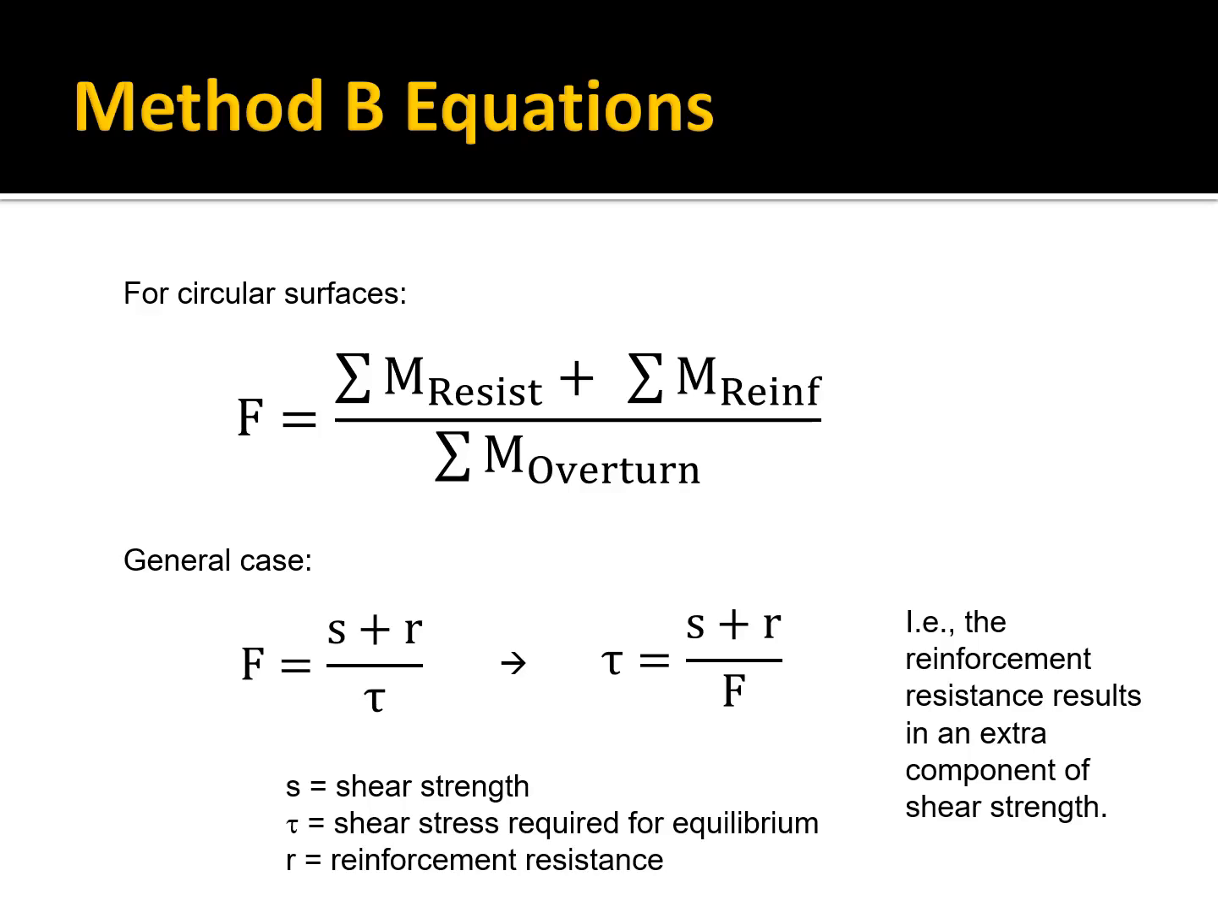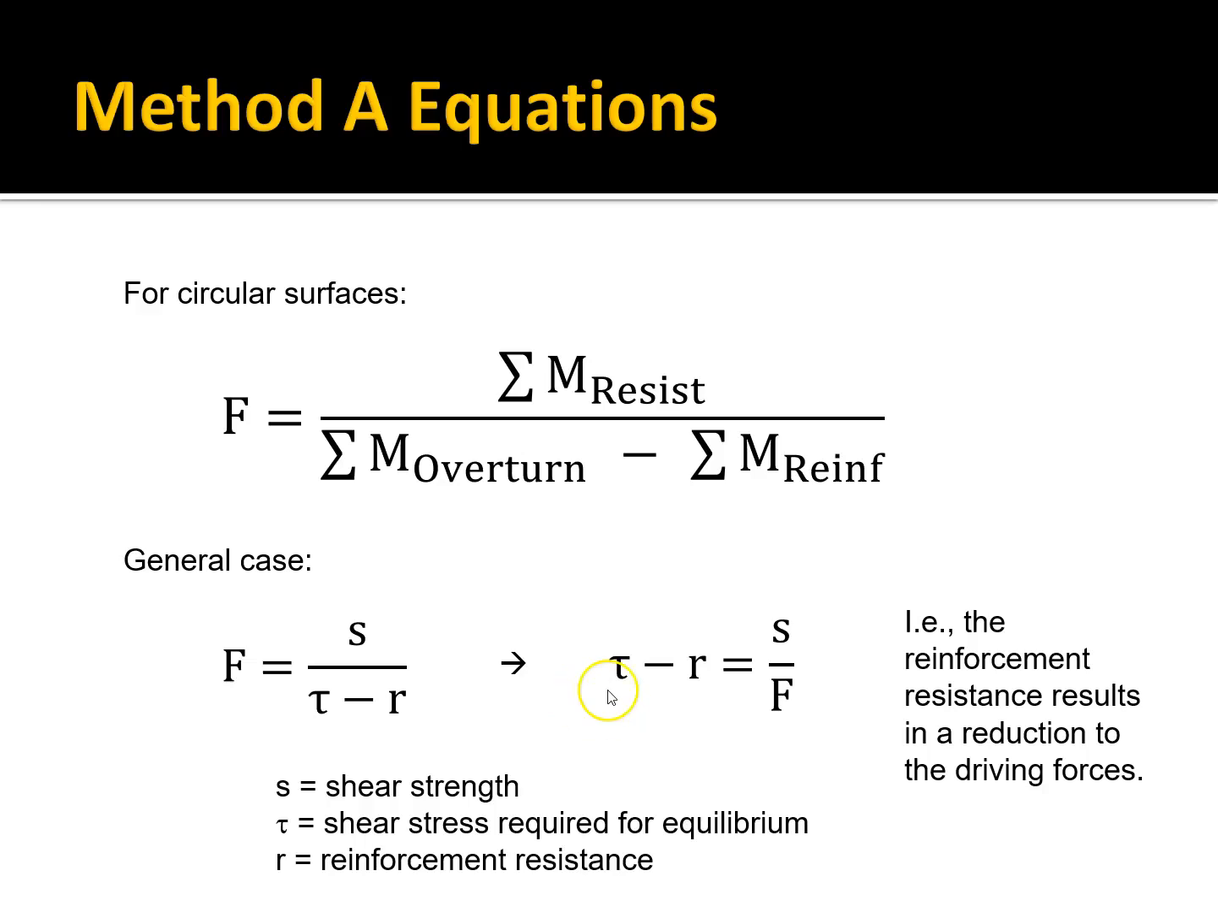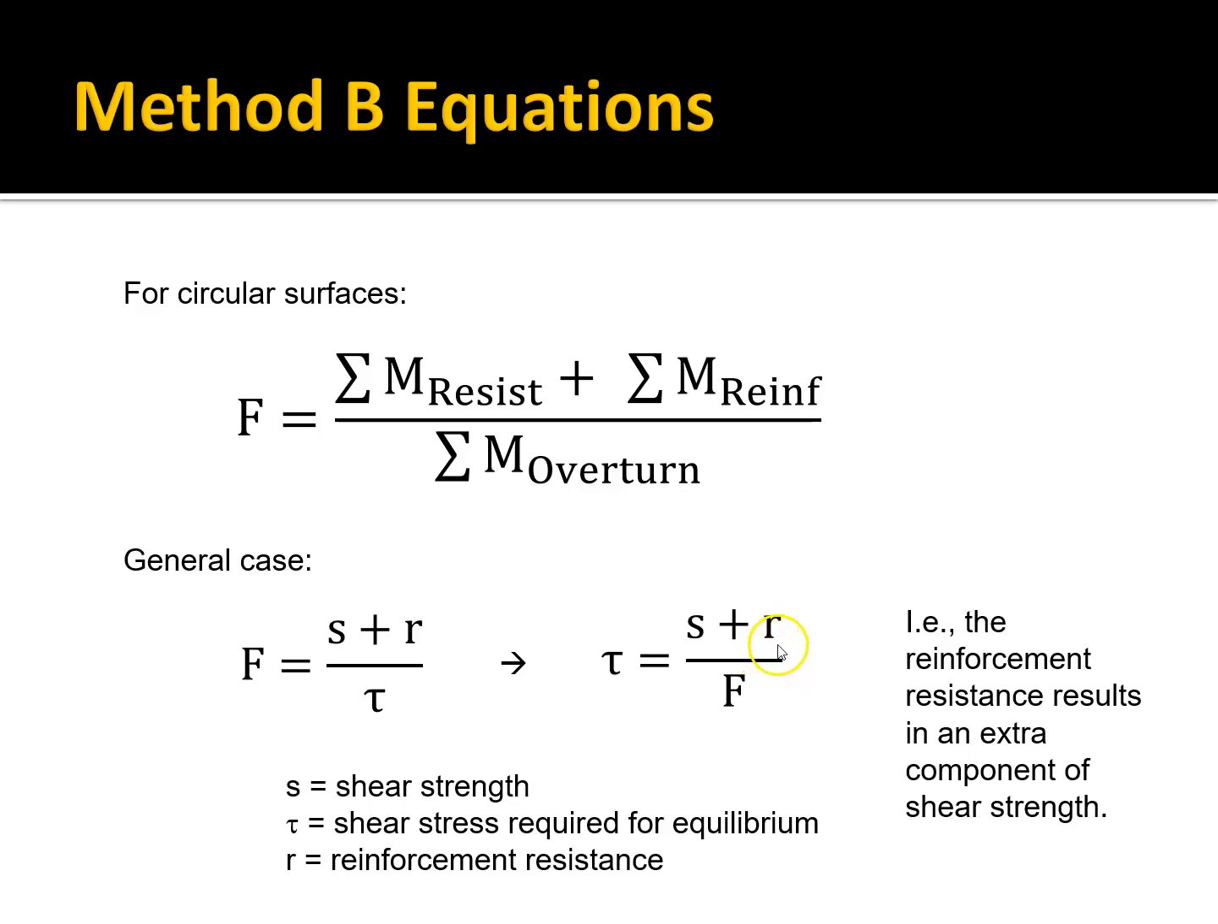So in this case, by the way, I said the shear strength. The shear stress at equilibrium is equal to the shear strength, S, plus the resistance, divided by the factor of safety. In other words, the reinforcement resistance results in an extra component of shear strength. So again, in method A, the reinforcement reduces your driving force, and in method B, the reinforcement increases your strength.